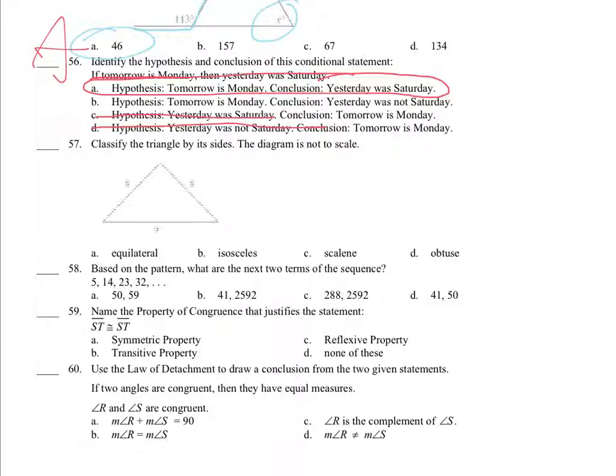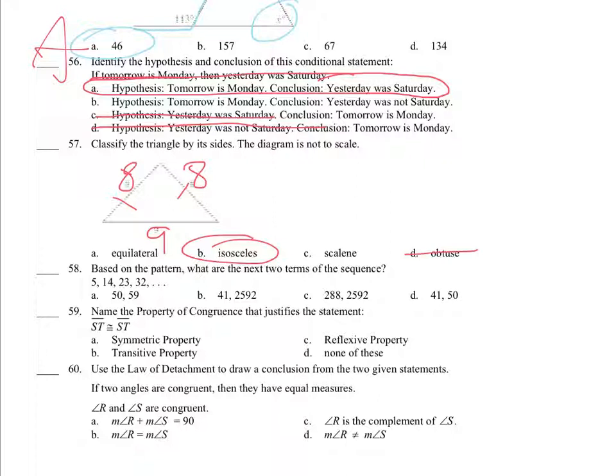57. Classify the triangle by its sides. Diagram is not drawn to scale. The sides are 8, 8, and 9. Remember, first of all, D is not the answer because that's based on angles. Equilateral means they're all equal. Isosceles means two are equal, and scalene means none are equal. Well, this has two congruent sides, so it's an isosceles triangle.